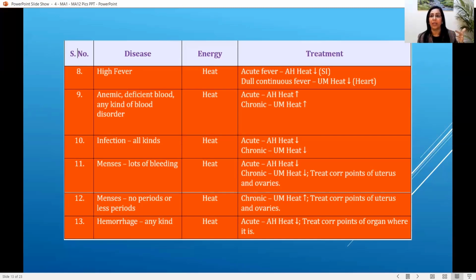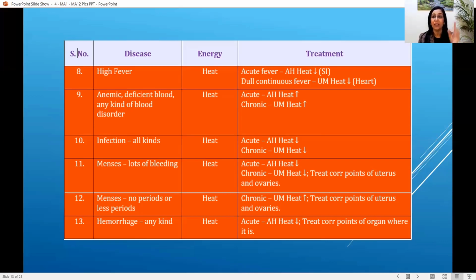And if the problem is chronic and it happens in every cycle, then you should treat the heat meridian, which is the heart meridian. And also along with that, because it is a chronic issue, treat the corresponding points of the uterus and ovaries, and also put an endpoint seed, a fenugreek seed, on the endpoint of the heart meridian. Remember that. So this is how you will treat for that.